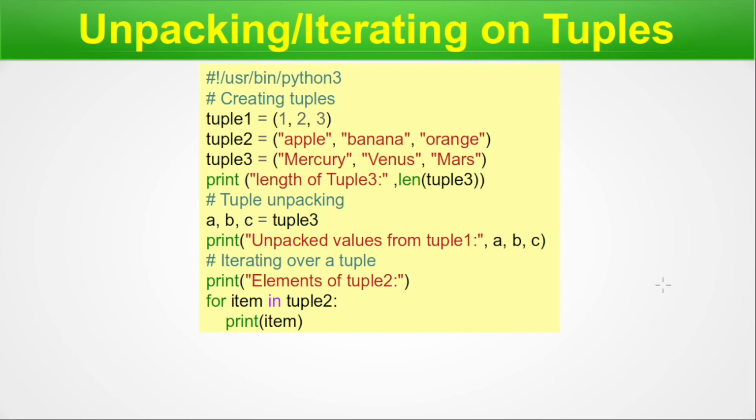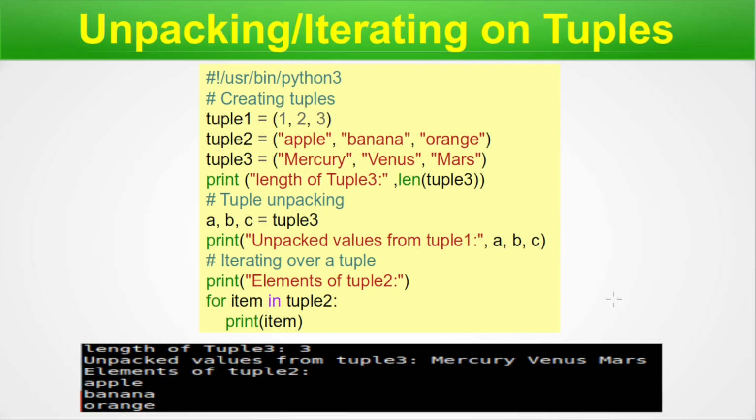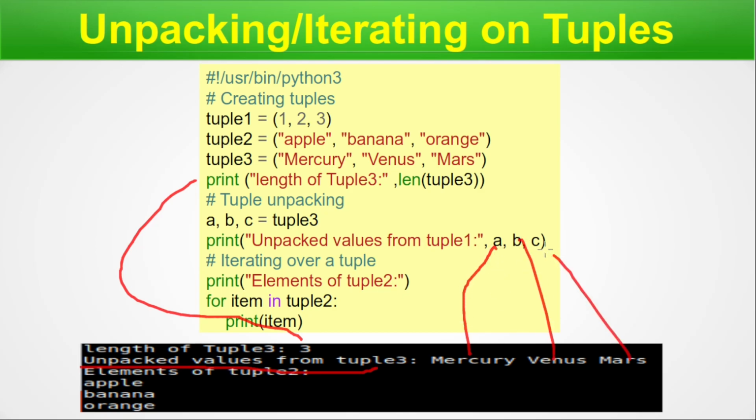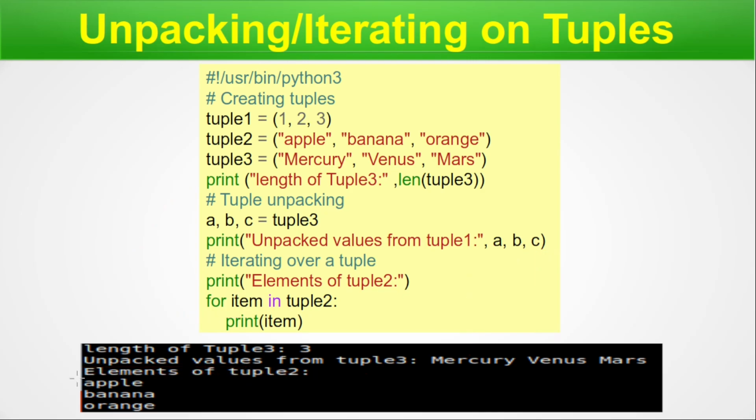Now, once we execute this code, the output comes like this. So the first print command gives the length of the tuple, that is 3, and next we have the unpacked variables are Mercury goes to A, Venus goes to B, and Mars goes to C. So these are printed. Now elements of tuple 2. Now in the next part, in the iteration part, the elements of tuple 2 are apple, banana, and orange. So this way you can either unpack the tuples or you can iterate over the elements of a tuple.